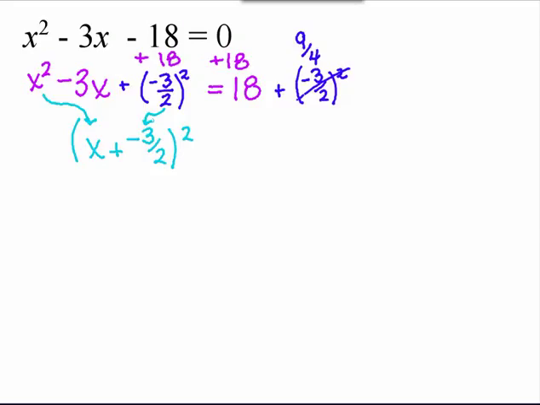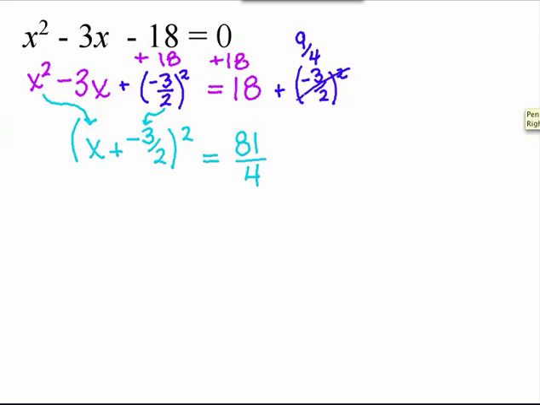So now what I need to do is add 18 and 9/4 together. I need my answer as an improper fraction. And what does that come out to be? 18 plus 9/4, improper fraction. What did you get? 81? Did you say 81 over 4? Yep. Was it 81 over 4? Okay, 81 over 4. So now what I need to do is solve that.